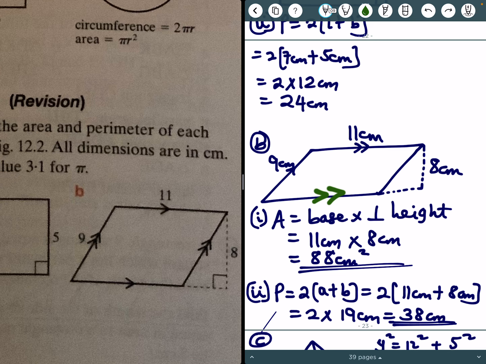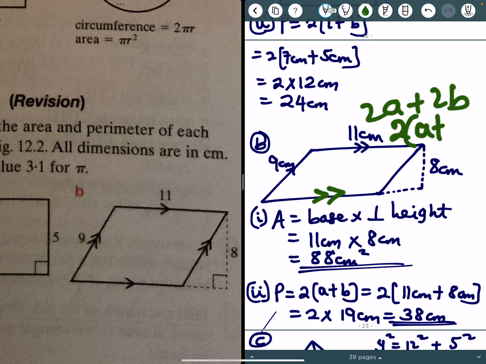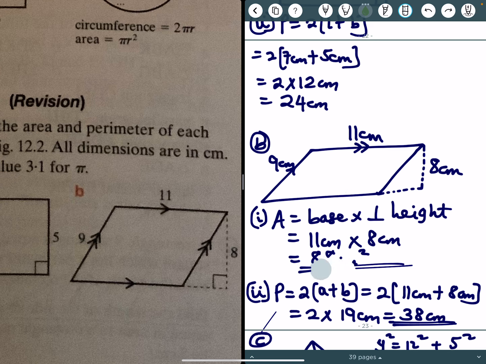The perimeter of the parallelogram is simple. That's A plus B, as in A plus B plus A plus B. So that's 2A plus 2B. 2A plus 2B also factorizes into 2 open bracket A plus B. So the perimeter of the parallelogram is what? 2 open bracket A plus B here. That's what gives us the perimeter of the parallelogram.